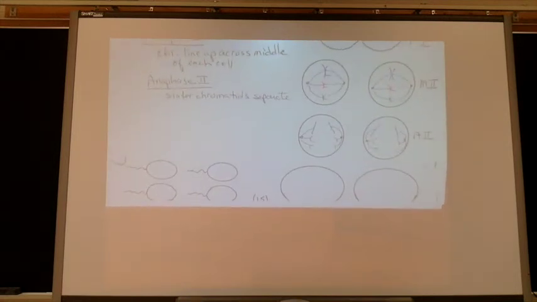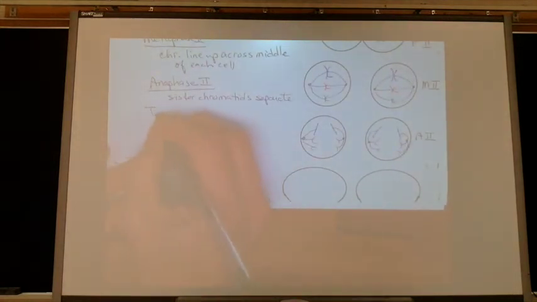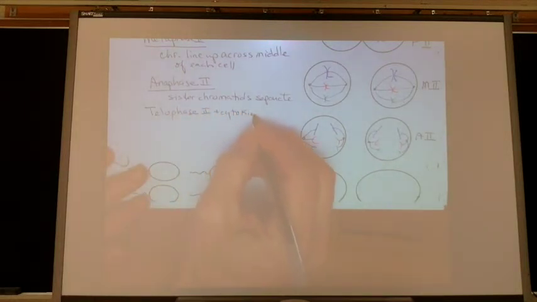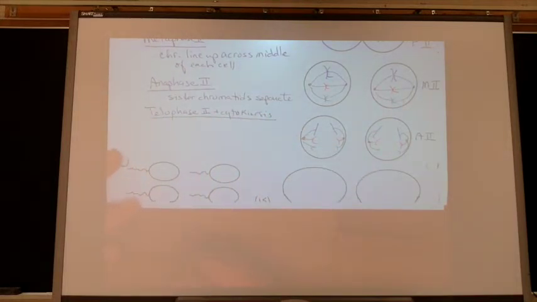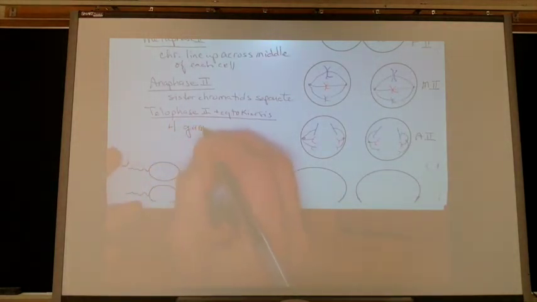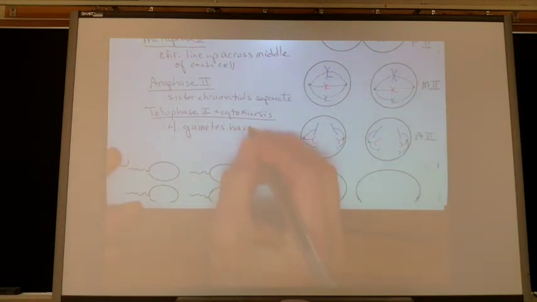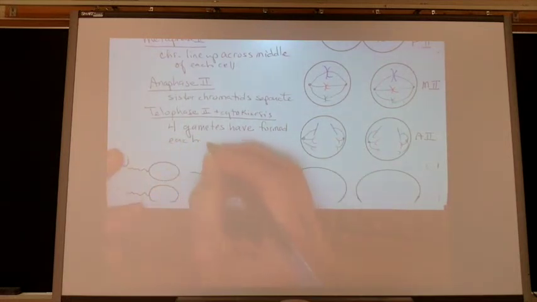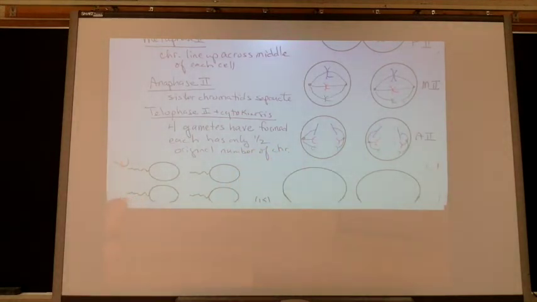You doing okay? Fabulous. So telophase 2 and cytokinesis. In telophase 2 and cytokinesis, basically now that you've got this, the nuclear membrane reforms, all the normal stuff for telophase happens, but the important thing to note is 4 gametes have formed, and each of them has half the normal number of chromosomes. Each has only half the original number of chromosomes. So let's sketch that in for telophase.